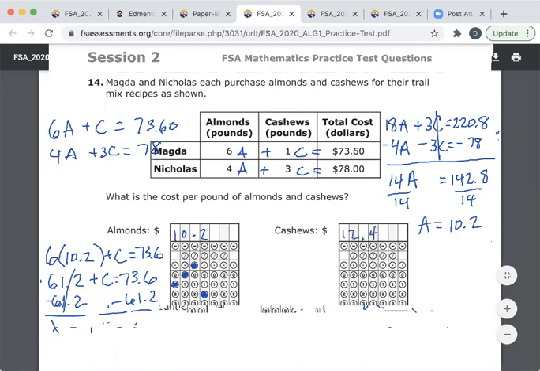Make sure you're entering your answers in the correct spot. I know it's pretty common for people to accidentally put the cashews for almonds and the almonds for cashews. So double check to make sure that you put your answers where they're supposed to be. And that is solving systems of equations by elimination.